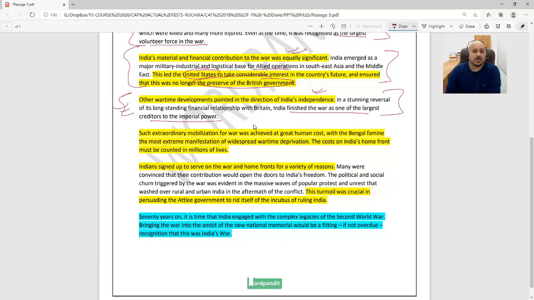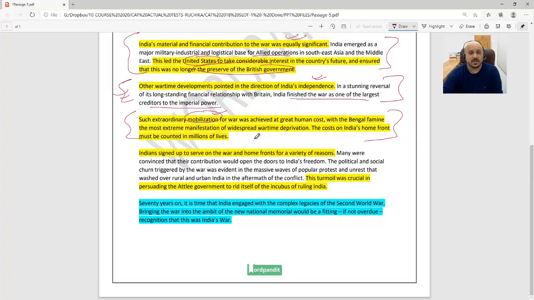Such extraordinary mobilization, men and money, this means mobilization here refers to men and money for war, was achieved at great human cost. With the Bengal famine, the most extreme manifestation of wartime deprivation, the cost on India's home front must be counted in millions of lives. So this is the cost India had to bear because of World War II. India signed up to serve on the war and home fronts for a variety of reasons. Many were convinced their contribution would open the doors to India's freedom.